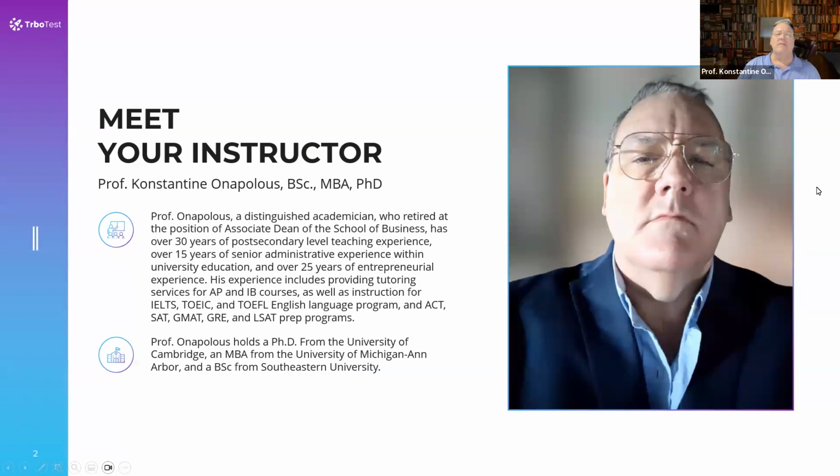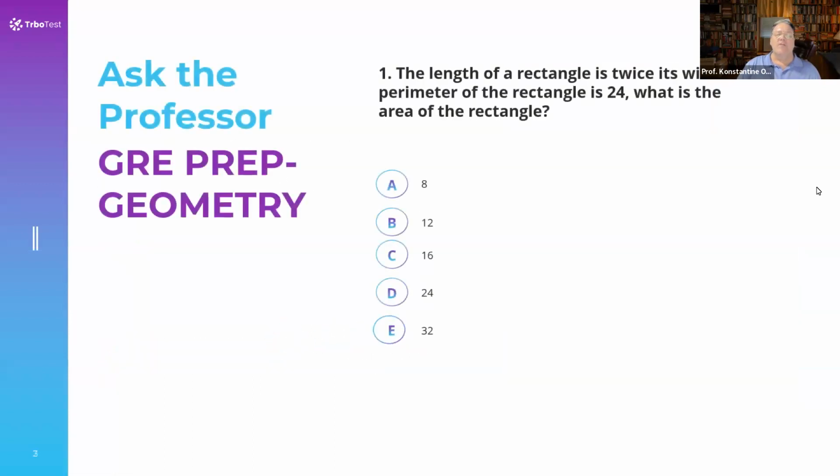The first question brought to us is, the length of a rectangle is twice its width. If the perimeter of the rectangle is 24, what is the area of the rectangle? We notice on the GRE, if the questions presented have answers in circles or ovals, it's only one correct answer. If they had been squares, that would have been two or more correct answers. So before we answer this, let's ascertain the data they have given us.